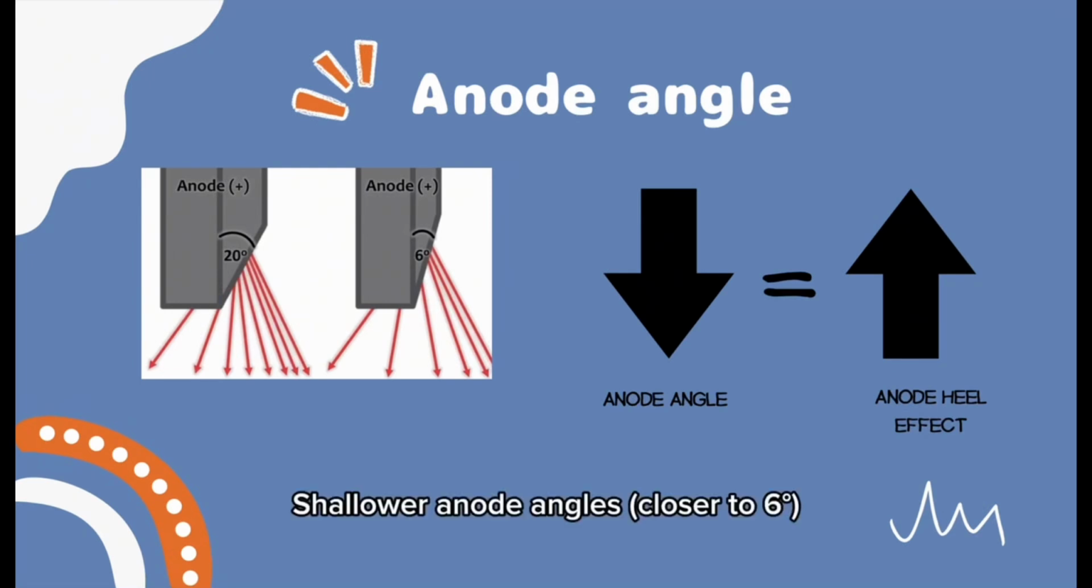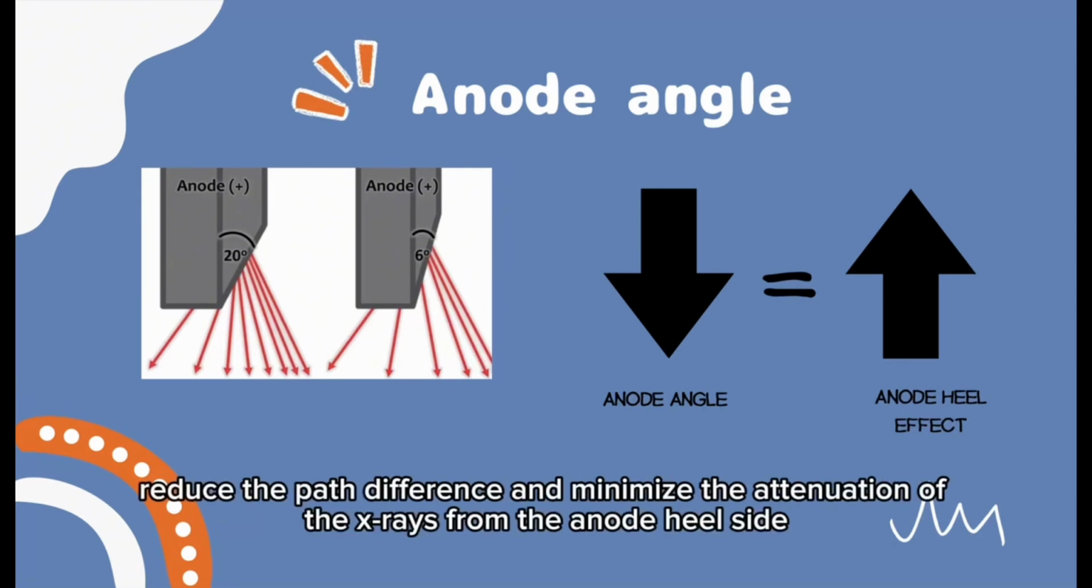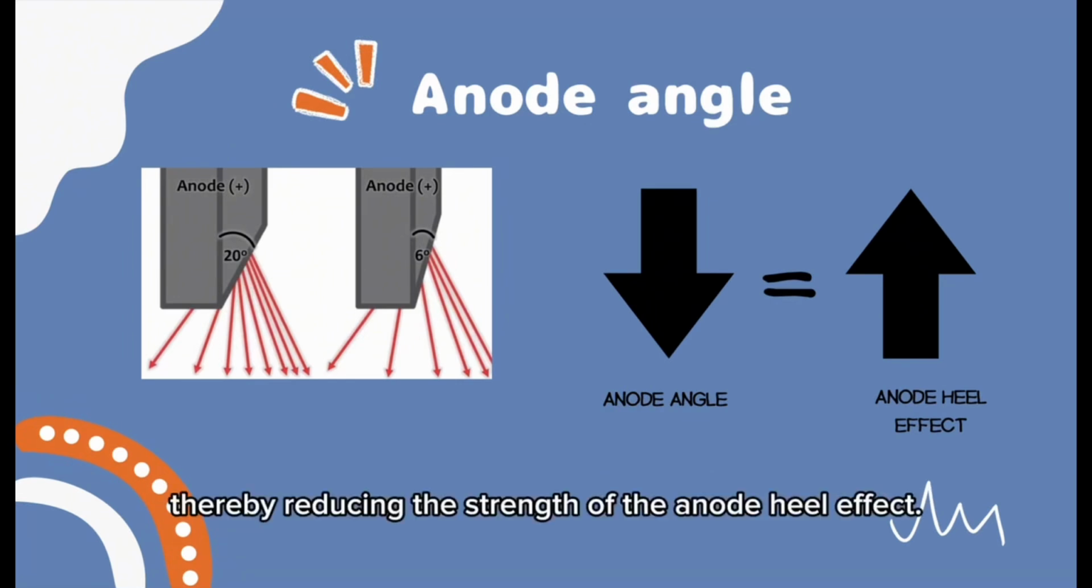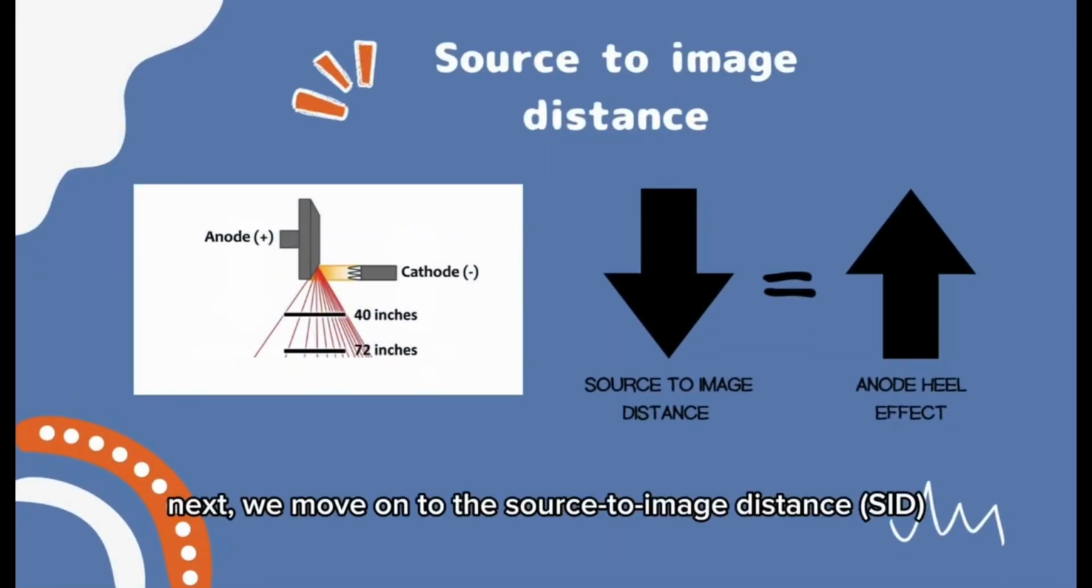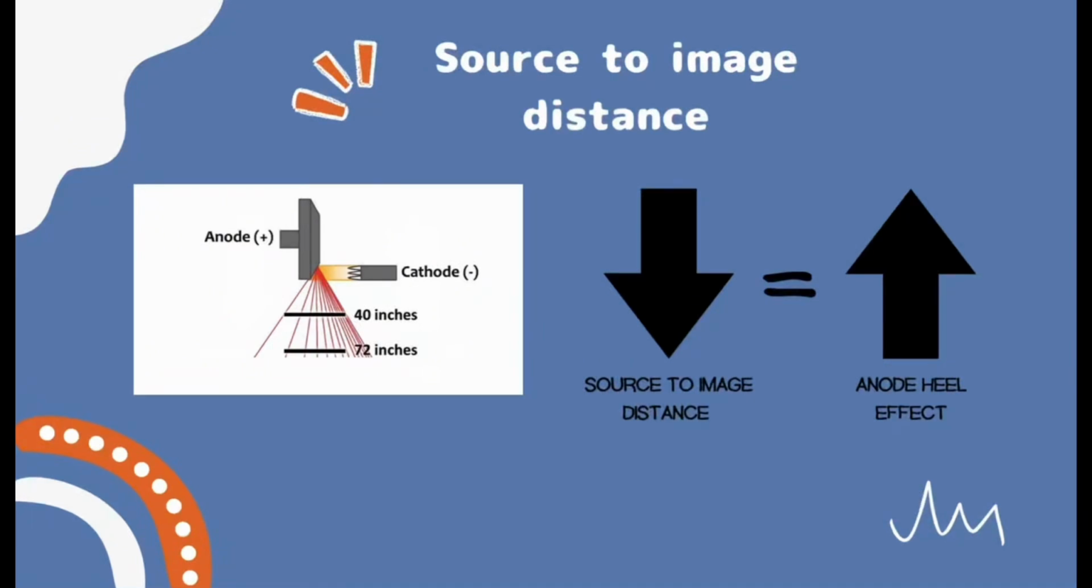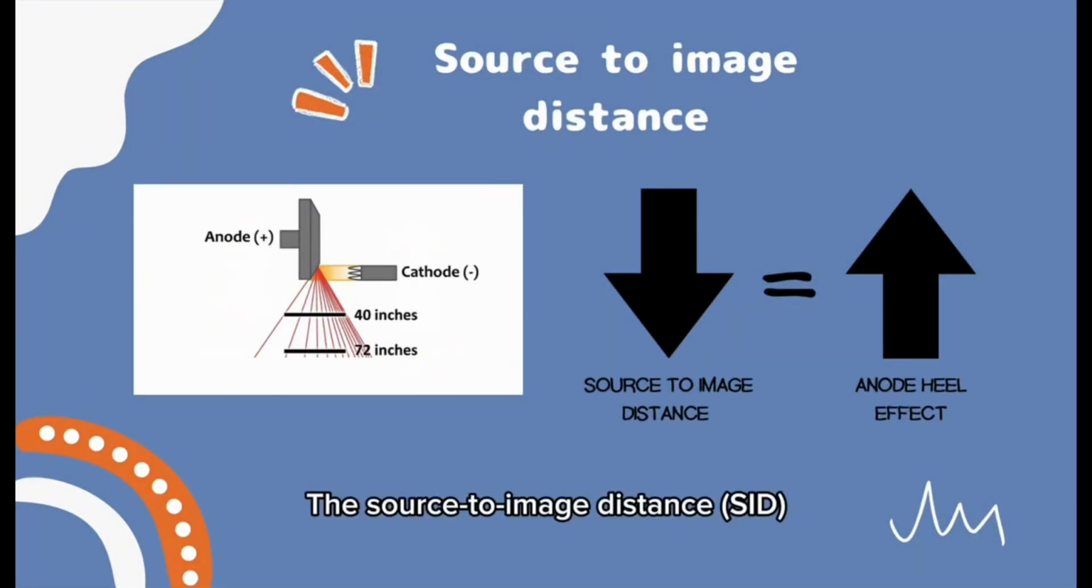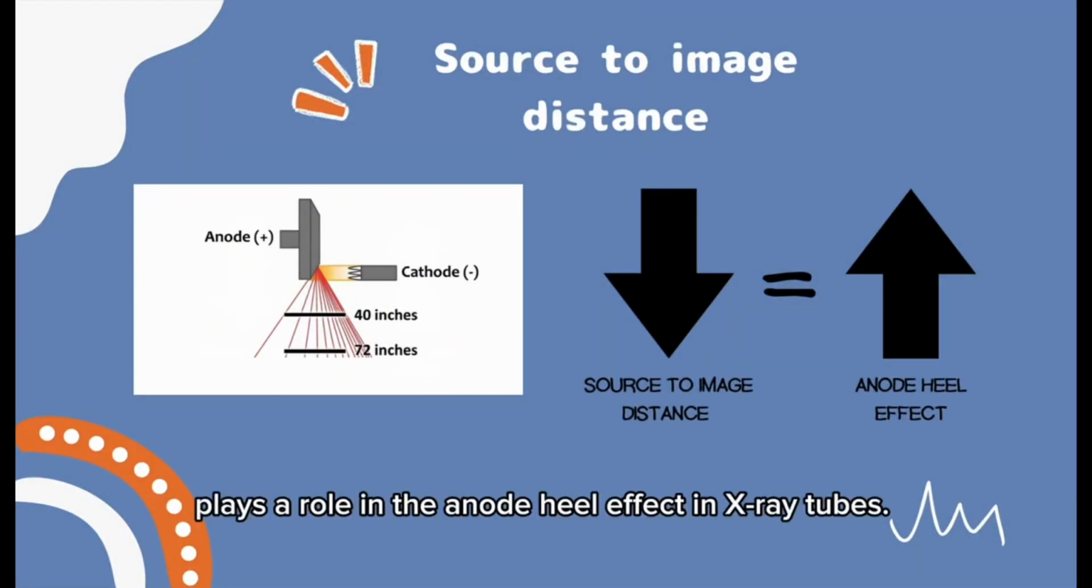Shallower anode angles, closer to 6 degrees, reduce the path difference and minimize the attenuation of the X-rays from the anode heel side, thereby reducing the strength of the anode heel effect. Okay, next, we move on to the source to image distance. The source to image distance, SID, plays a role in the anode heel effect in X-ray tubes.